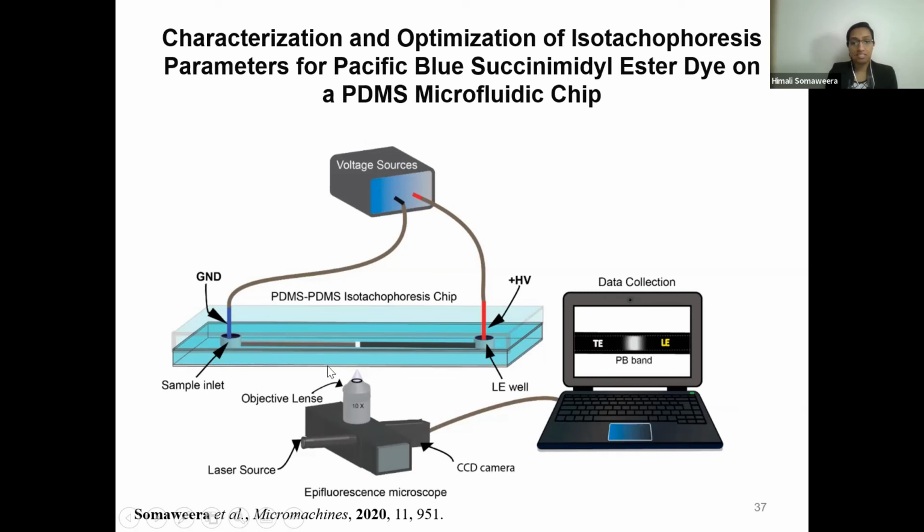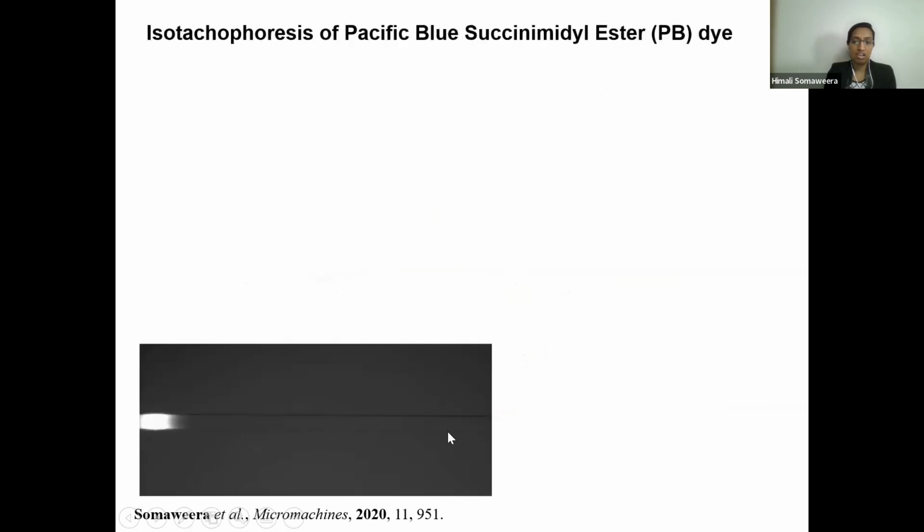So we have a single channel chip device, and then you apply the electric field with the different buffers. You have the sample inlet with the TE buffer, and you have the LE valve here. When you apply the electric field, your LE will lead the solution, and then TE goes after the sample, and then you get a pre-concentrated sample zone.